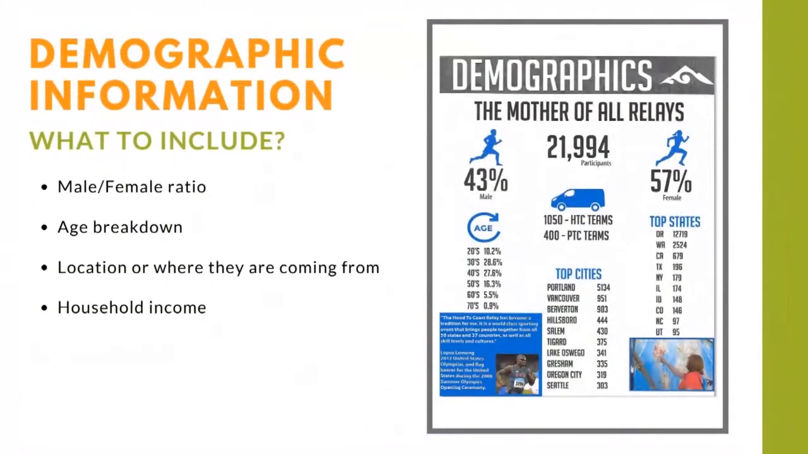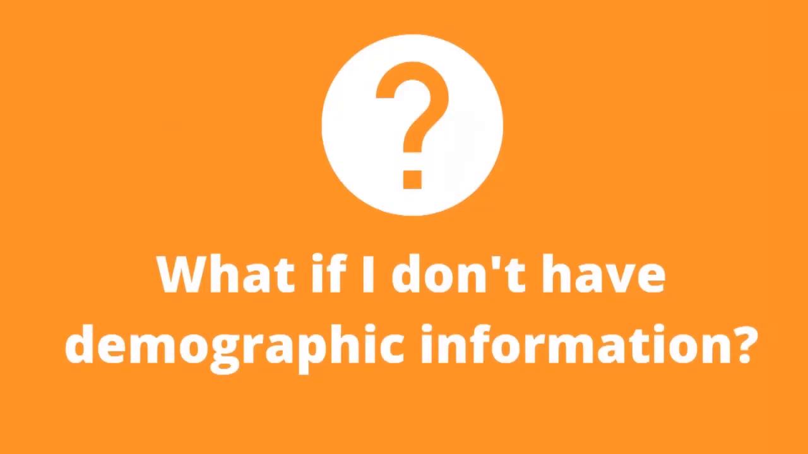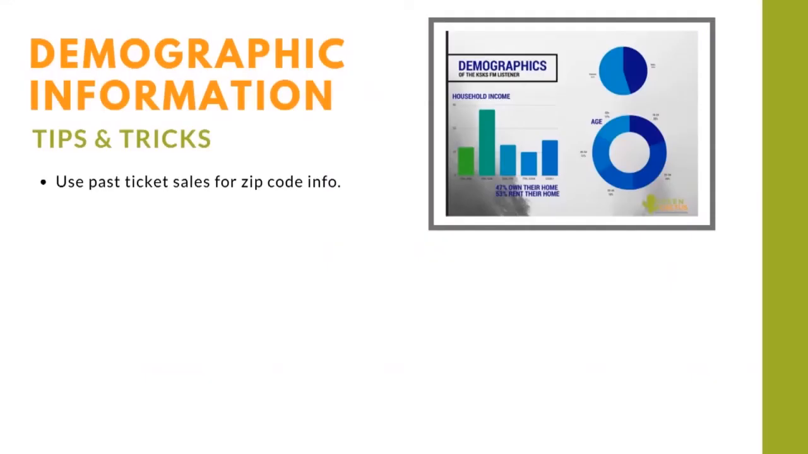Okay, so you want to also know the household income, and that's important to a lot of people. Education, and then any info you can share. So if you can get other demographic information, then go ahead and include it. You can't include too much demographic information. And here are some tips that I have for collecting demographic information if you don't have it.